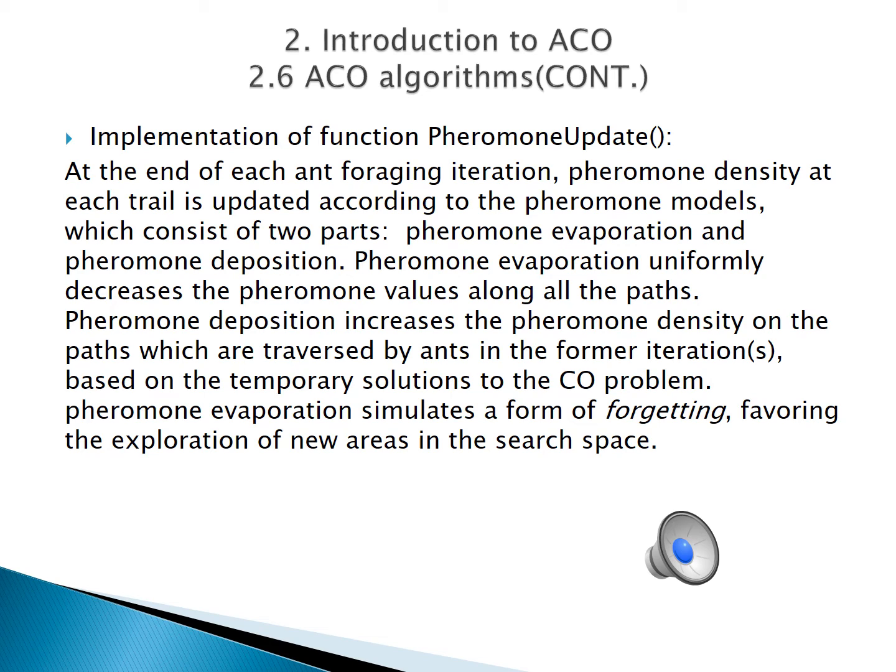The implementation of the function pheromone update is accomplished as follows. At the end of each ant foraging iteration, the pheromone density on each trail is updated according to the pheromone models, which consist of two parts: pheromone evaporation and pheromone deposition. Pheromone evaporation uniformly decreases the pheromone values along all the paths. Pheromone deposition increases the pheromone density on the paths traveled by ants in the former iterations, based on temporary solutions to the CO problem. Pheromone evaporation simulates a form of forgetting, favoring the exploration of new areas in the search space.